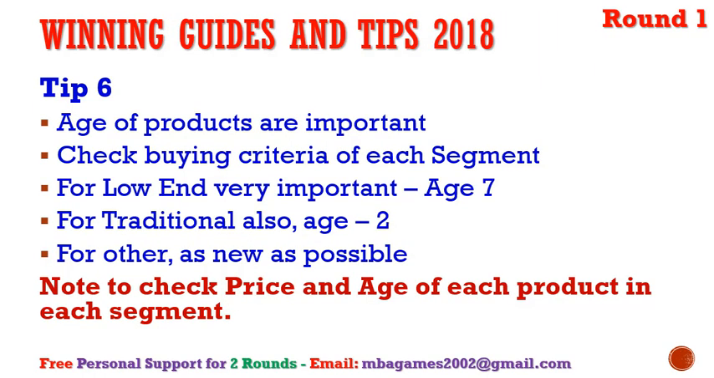And tip number 6, the age of the product is very important. So we check the industry condition report for each round. Make sure we control all the buying criteria for each segment. Low end prefers the price, but the others may prefer the age, right? For low end, an age of about 7 is important. 5, 6, 7 sell very well, better than 1 or 2 years old, because low end needs more stability of the product. And for traditional, about 2 years old. For the others, as new as possible, right? So we check the price and age of each product in each segment. We can see that within a few minutes by checking the industry condition report.